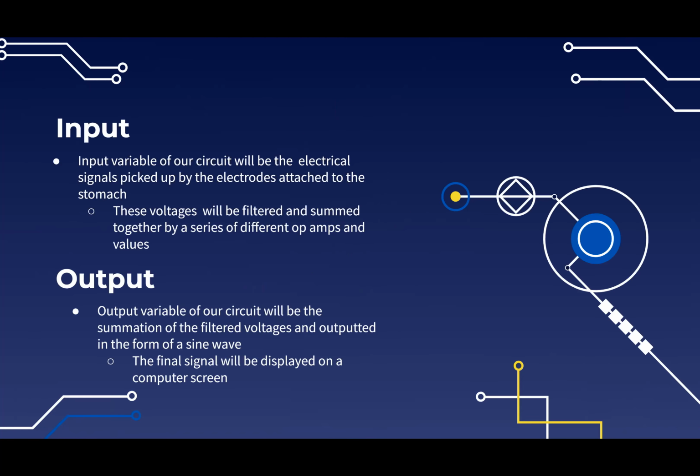For the input and output variables, the input variable of our circuit will be the electrical signals picked up by the electrodes attached to the outside of the stomach. These voltages will be filtered and summed together by a series of different op amps and values. The output variable of our circuit will be the summation of the filtered voltages, outputted into a waveform, a sine wave. The final signal will be displayed on a computer screen.